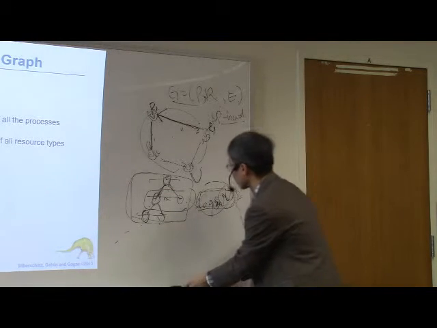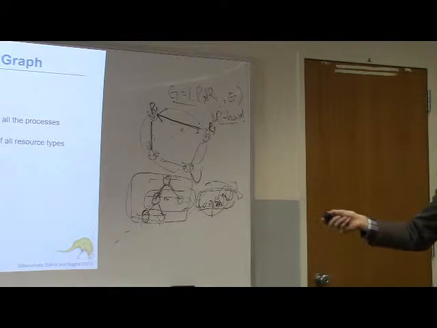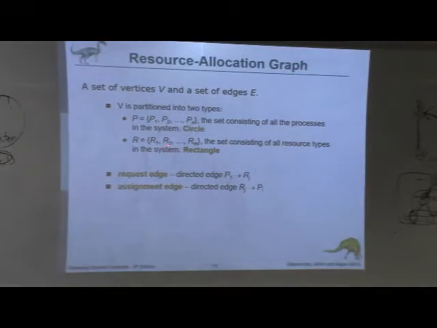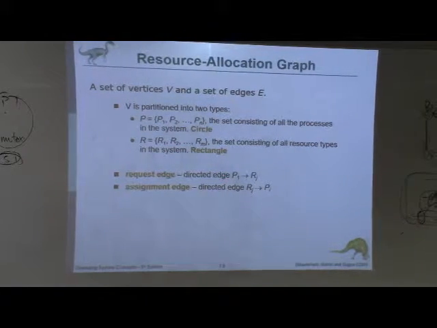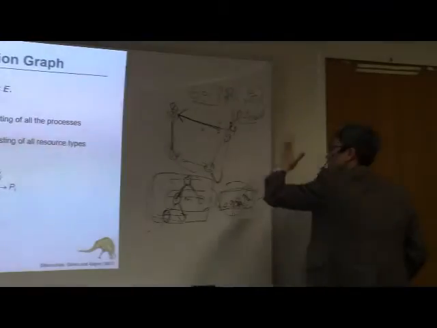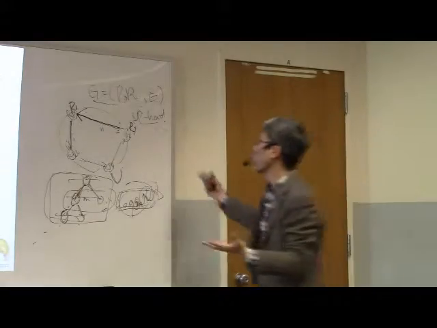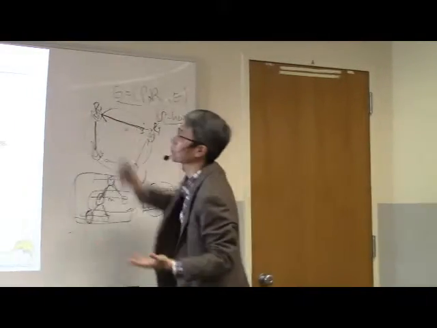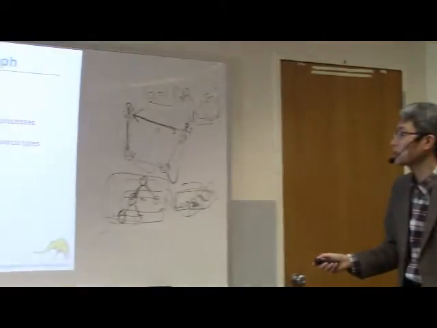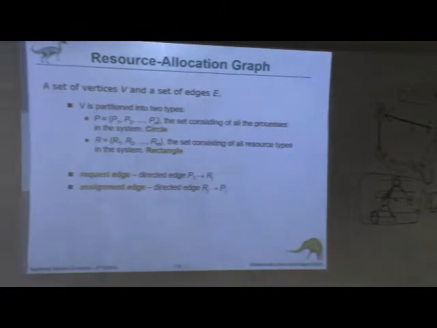So there are two types of vertices. One is a process, another one is the resource, and we have the edges. One edge is a directed edge, depending on the direction. So from process to resource is a request. It's not allocated yet. Then the other way, from the resource to the process, means it is assigned, it is allocated.